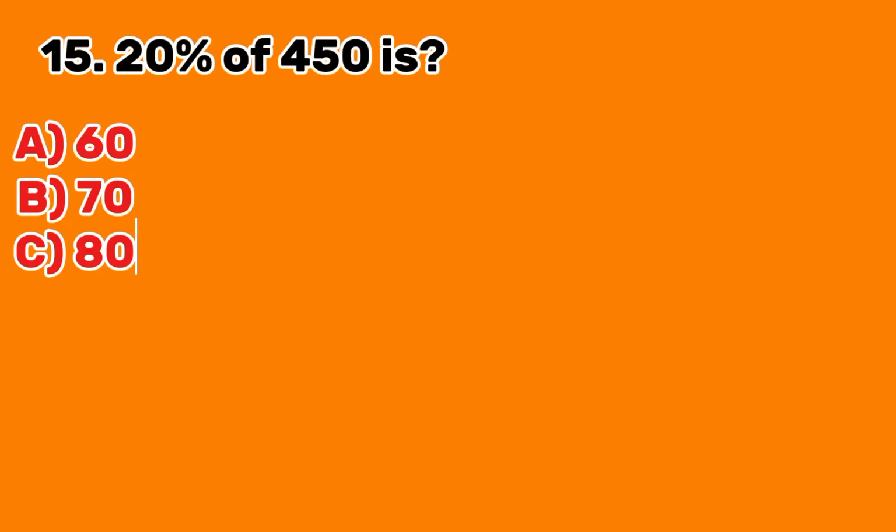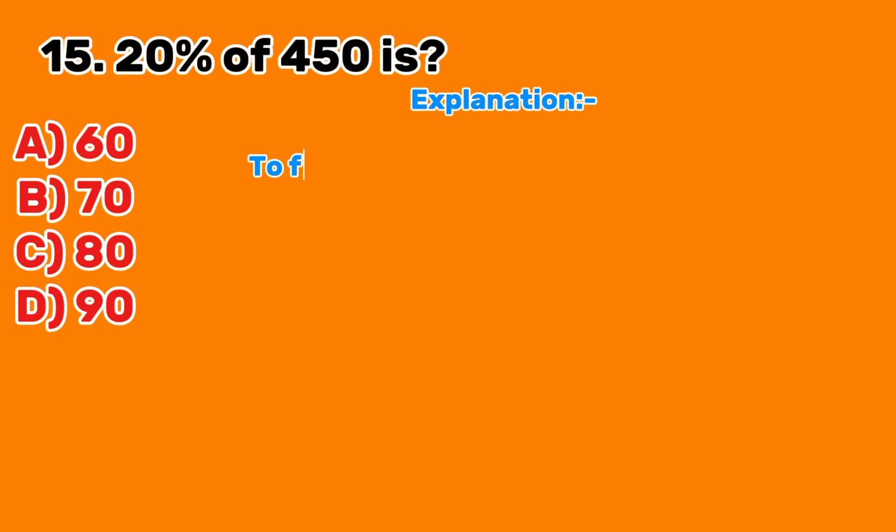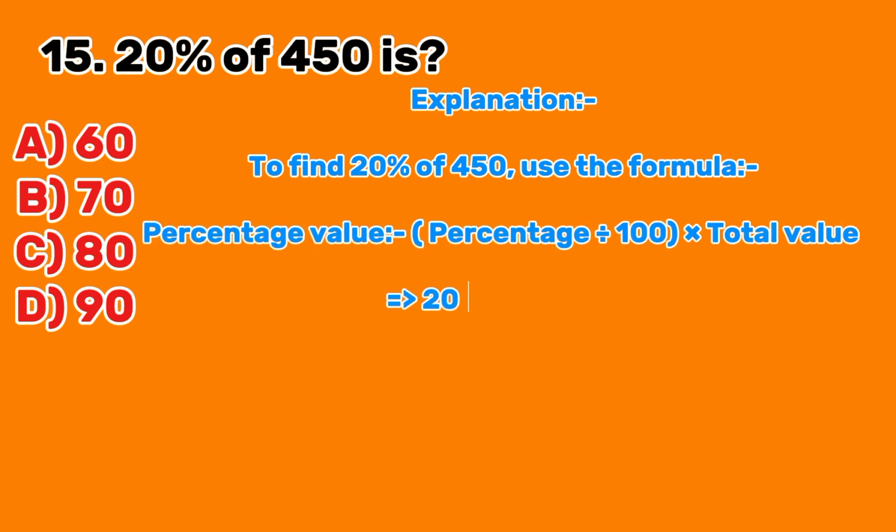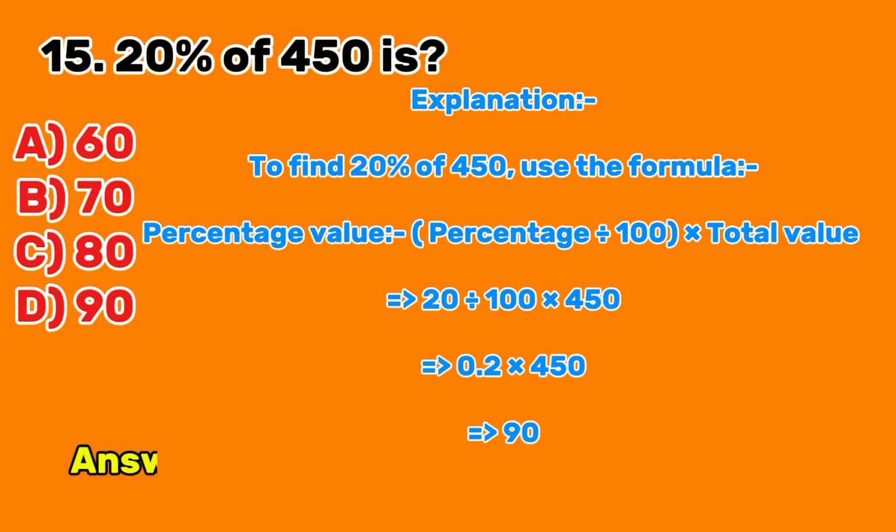15. 20% of 450 is A. 60. B. 70. C. 80. D. 90. Explanation: to find 20% of 450, use the formula percentage value equals percentage divided by 100 times total value, equals 20 divided by 100 times 450, equals 0.2 times 450, equals 90. Answer D. 90.